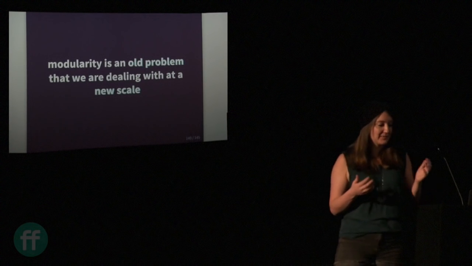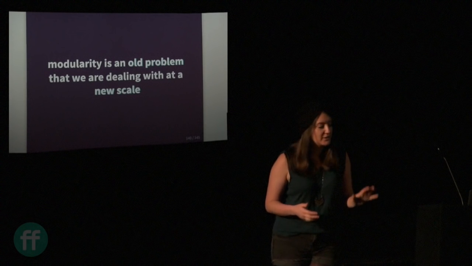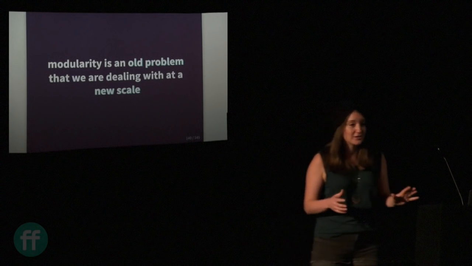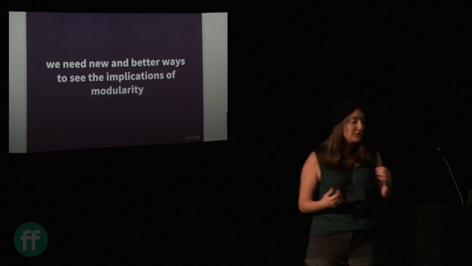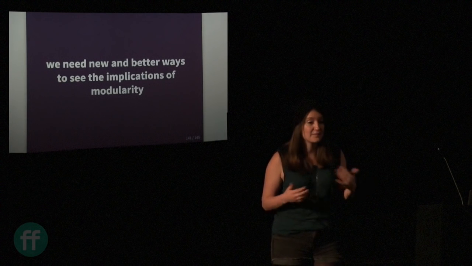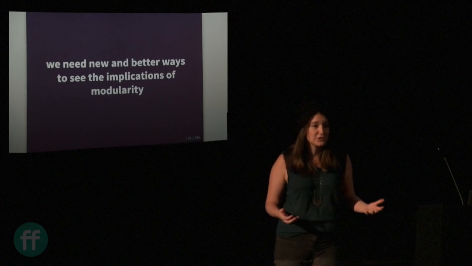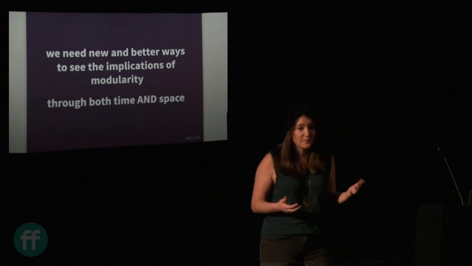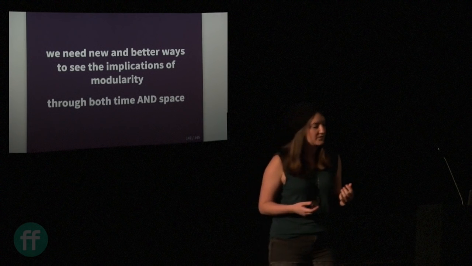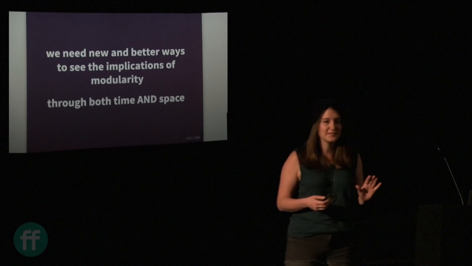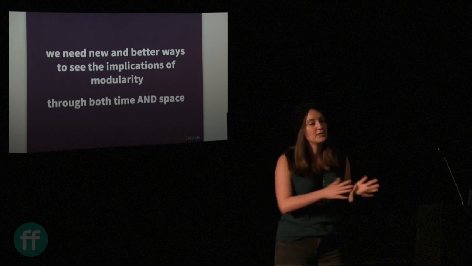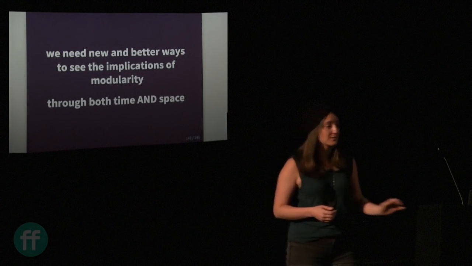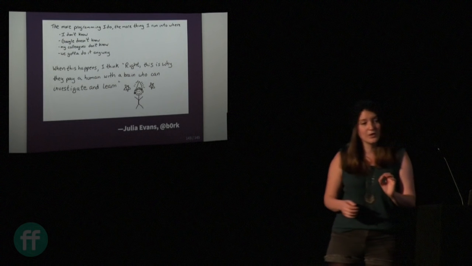The call to action here, really, is that modularity is an old problem, but in JavaScript, we're dealing with it at a brand new scale. And this scale is very hard to think about. So I believe that we really need new and better ways to see these implications of modularity. I'd like to see us be able to visualize this more. I want to be able to see it both in space, as in how much it takes for the network to download all of this stuff, but also in time. I'd really like to see how we modularize code as a code base changes over time. And I think being able to look at that is going to really influence our practices in building software.